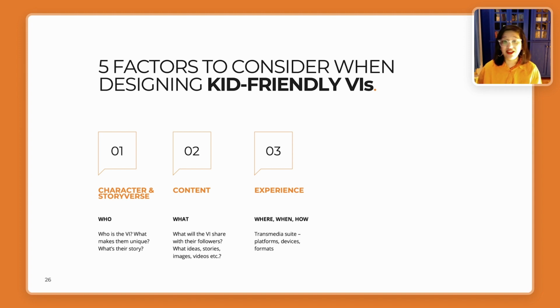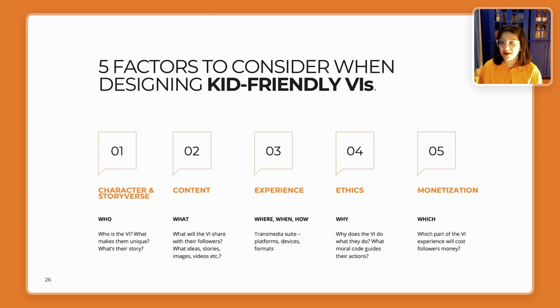Then think about the experience, the where, when, and how. Consider designing a transmedia suite, which includes the platforms, devices, and formats on which you'll share the VI content. Also consider the ethics, the why. Why does the VI do what they do? What moral code guides their actions? And then finally, think about monetization, the which. Which part of the VI experience will cost followers money?